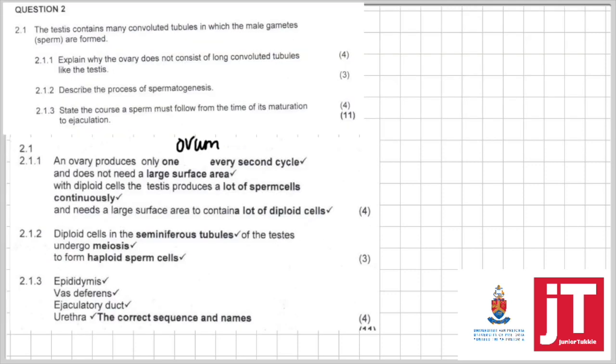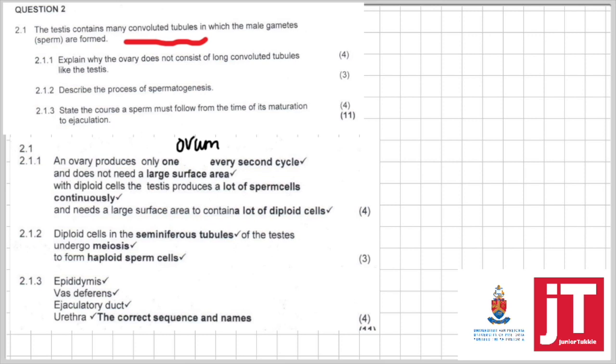Right. Question 2.1. The testis contains many convoluted tubules in which the male gametes or sperm are found. Convoluted tubules are tubules that are coiled or folded. 2.1. Explain why the ovary does not consist of long convoluted tubules like the testes, for 4 marks.